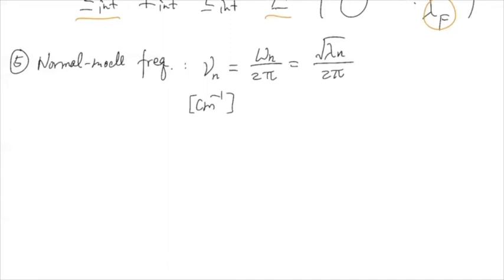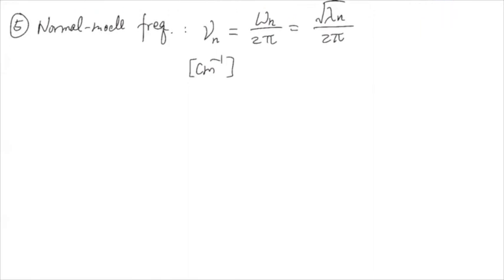The SI unit for the frequency is per second, but it's very easy to convert per second to this wave number, which is per centimeter. This is usually the unit you use in IR spectroscopy or in Raman spectroscopy. Now you have normal mode frequency.